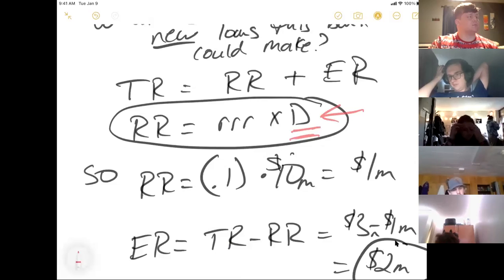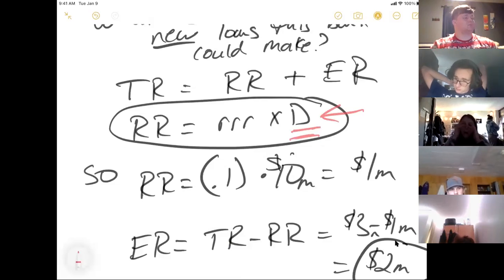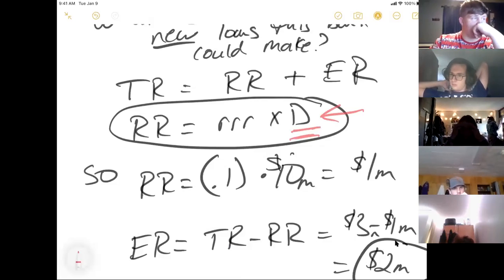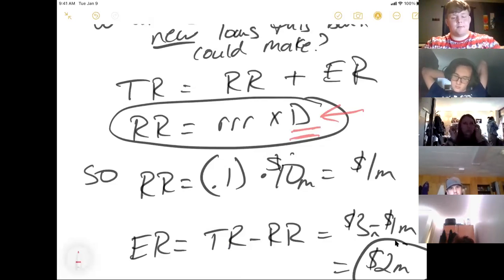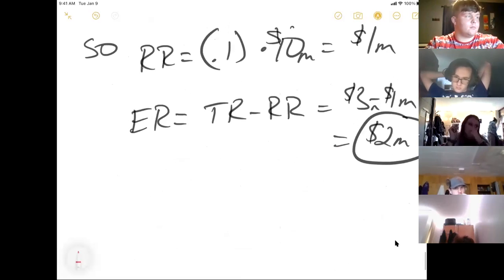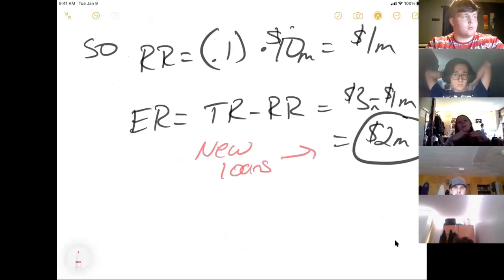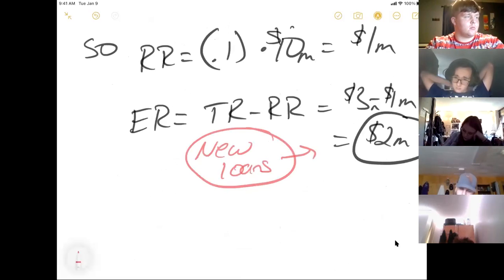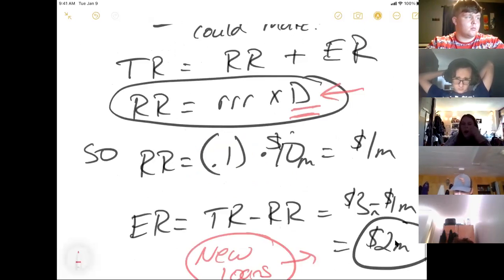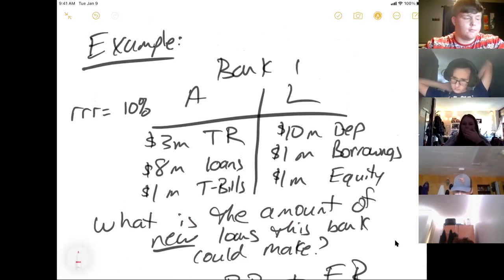So this is essentially what banks do. Do banks like to hold excess reserves? Absolutely not. Banks hate excess reserves. Why? Because that's money that's not earning them interest. So what banks try to do is turn these excess reserves into new loans over time, because that's how they make money. This is basically how banks work.